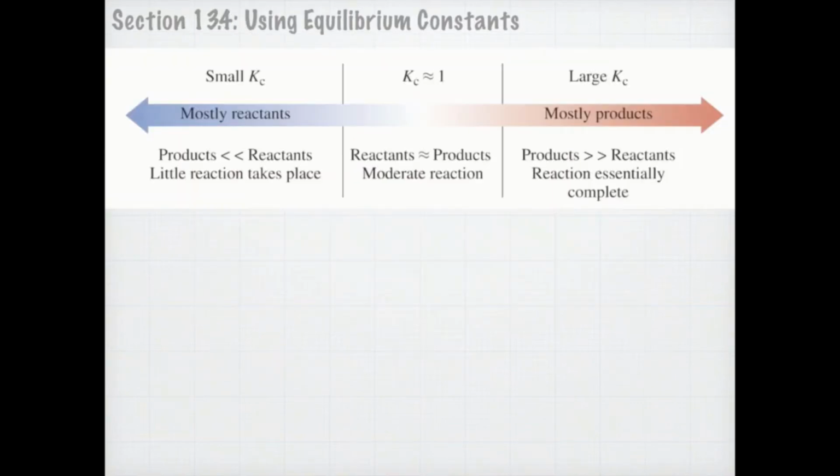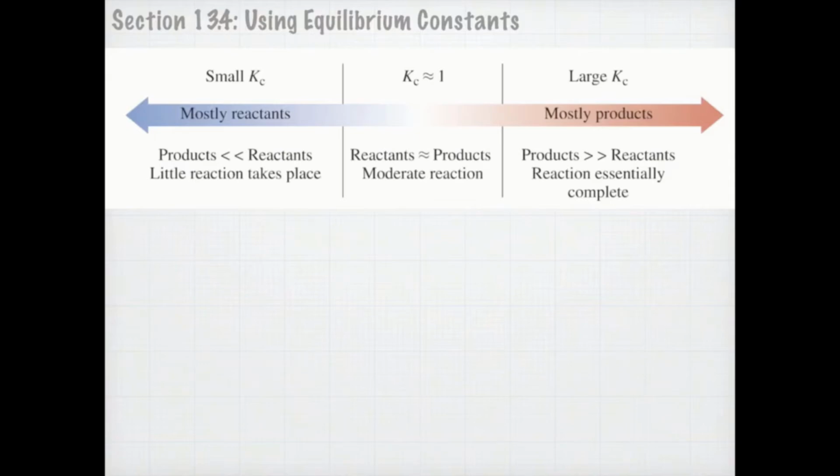Here, if your KEQ, also called your KC, because we used concentration, is around 1, that means you have about equal amounts of reactants and products. Okay? If your KC is much larger than 1, what that means is that your products are going to be favored, meaning that the forward reaction is essentially complete because the forward reaction proceeded to produce mostly products, meaning you have very little reactants left over.